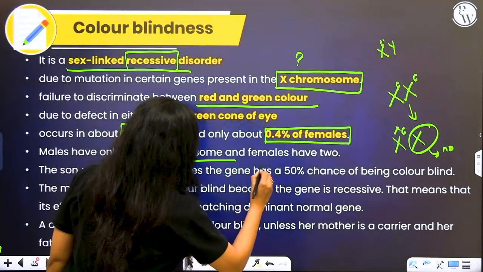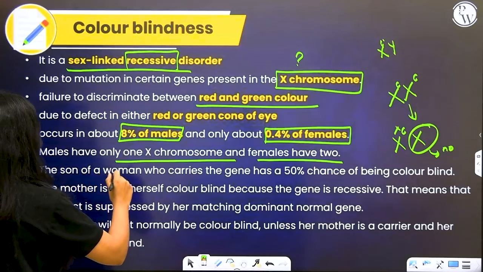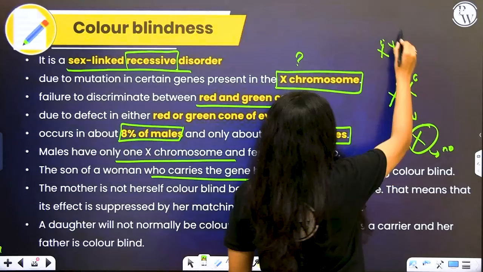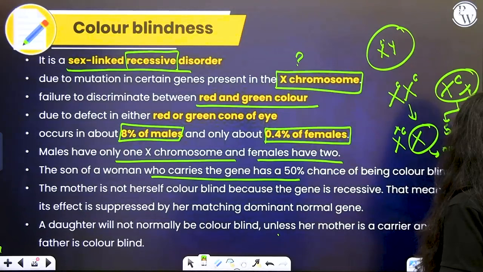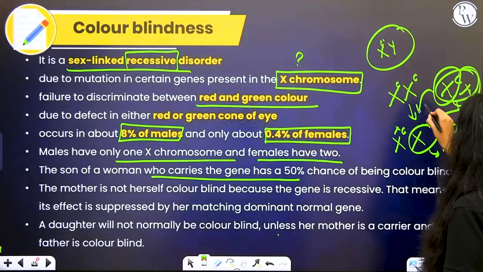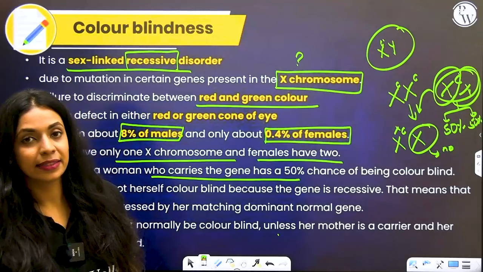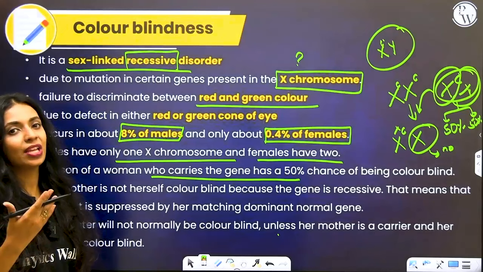If a woman is a carrier for that gene, she carries that gene, this is a carrier. If a woman carries that gene, but she herself is not affected, if she has children, then the son will have 50% chance of getting colorblindness because one of her X chromosomes is going into the zygote. If a mother is a carrier, then every time she has a son, there is 50% chance of that son becoming colorblind.